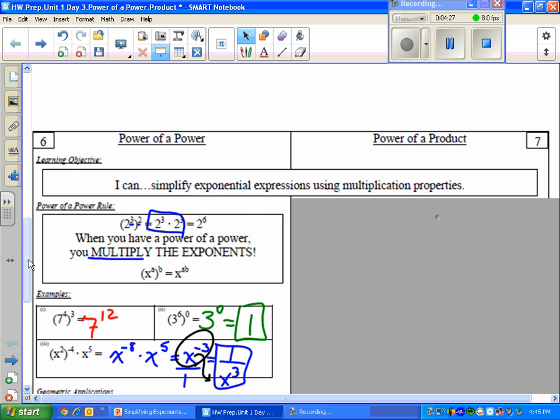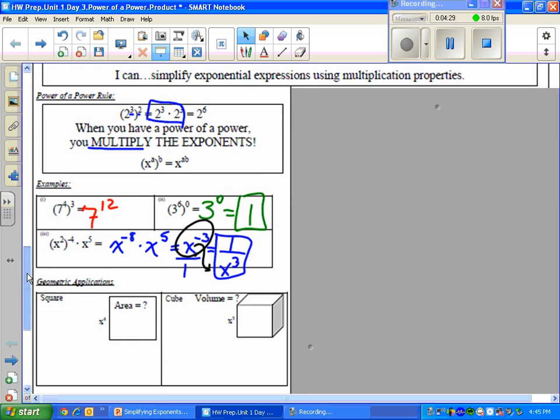Okay? Let's do a couple of geometric applications. And I've drawn a couple of things here. I've got a square and I've got a cube. So I've got a 2-dimensional problem and a 3-dimensional problem. Label one of the sides of the square x to the 4th. And what I want to find is the area.